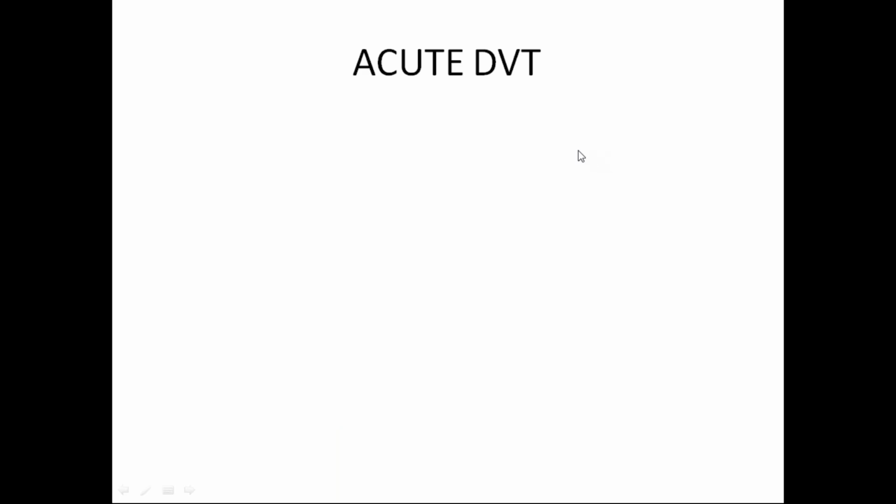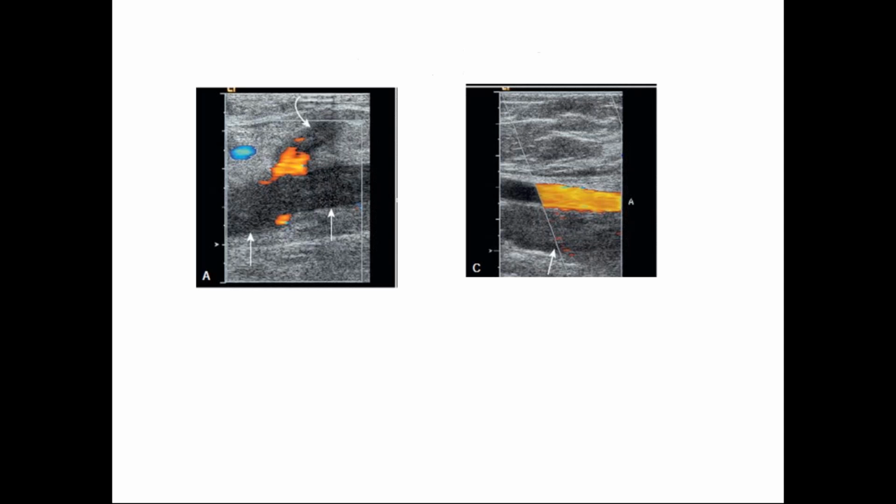Another emergency is acute DVT, or deep vein thrombosis. Here the patient presents with pain and swelling of the lower limbs, or just pain in the lower limbs with either cyanosis or swelling. Here the clinician advises arterial or venous Doppler of the lower limb.